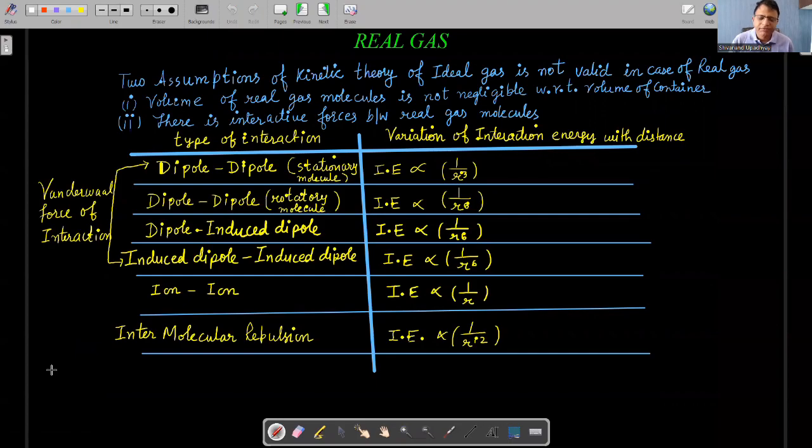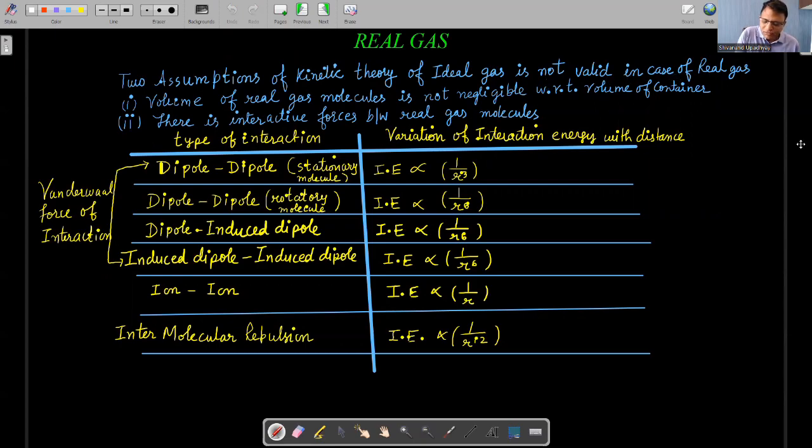So let us start. When we are discussing ideal gas, there are certain assumptions in the kinetic theory of ideal gas, like gas particles have negligible volume. There are no interactive forces between ideal gas particles. But these assumptions are not valid in case of real gas. In case of real gas, we have to consider the volume of real gas molecules. So two assumptions of the kinetic theory of ideal gas are not valid in case of real gas.